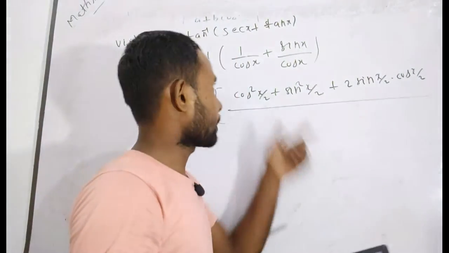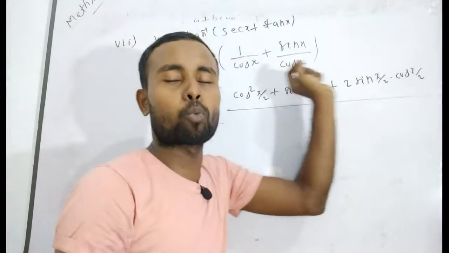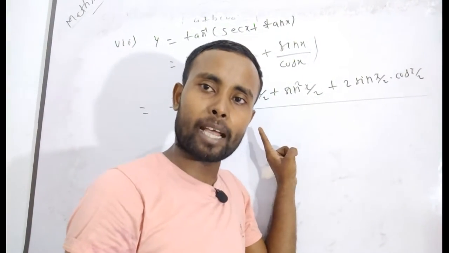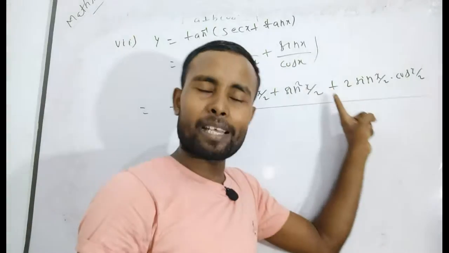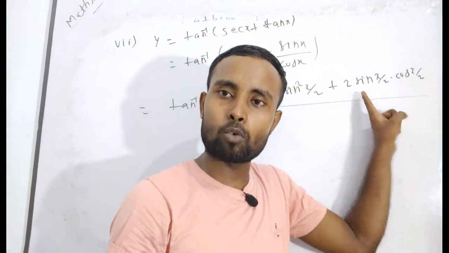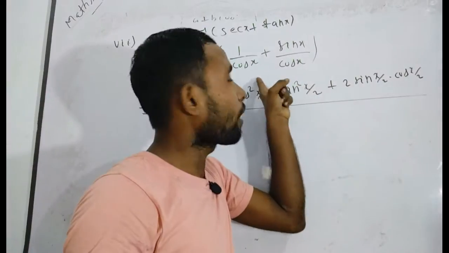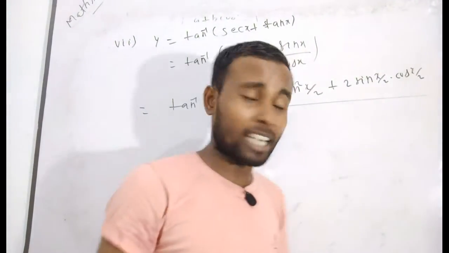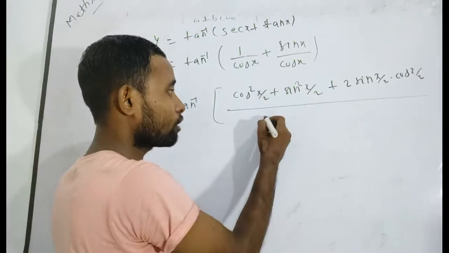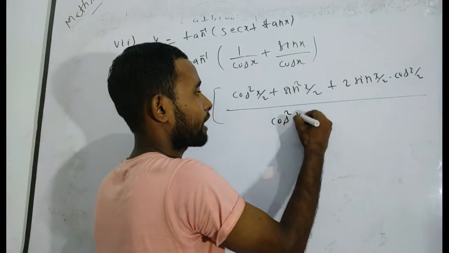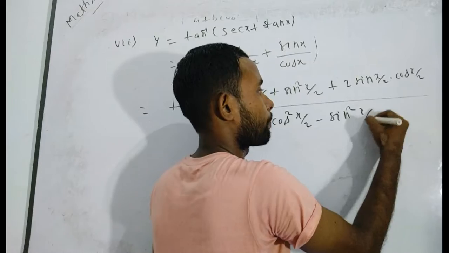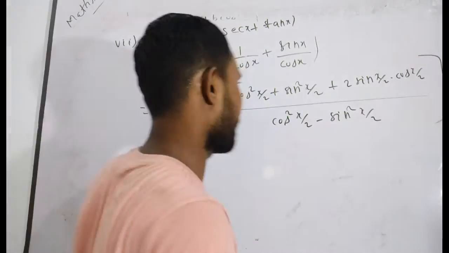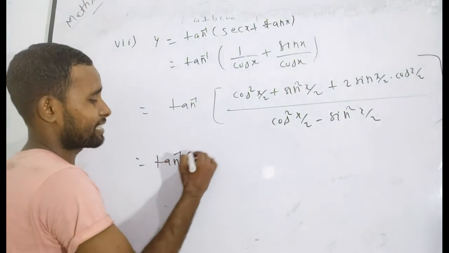When you simplify, that means when you add both terms, you get (1 plus sin x) divided by cos x. In the numerator, in place of 1, I have taken cos square x by 2 plus sin square x by 2, and in place of sin x, I have written 2 sin x by 2 into cos x by 2. In the denominator, it is only cos x. And as you know, cos x can be written as cos square x by 2 minus sin square x by 2, because I have already told you cos theta equals cos square theta by 2 minus sin square theta by 2. Now I want to write tan inverse again.